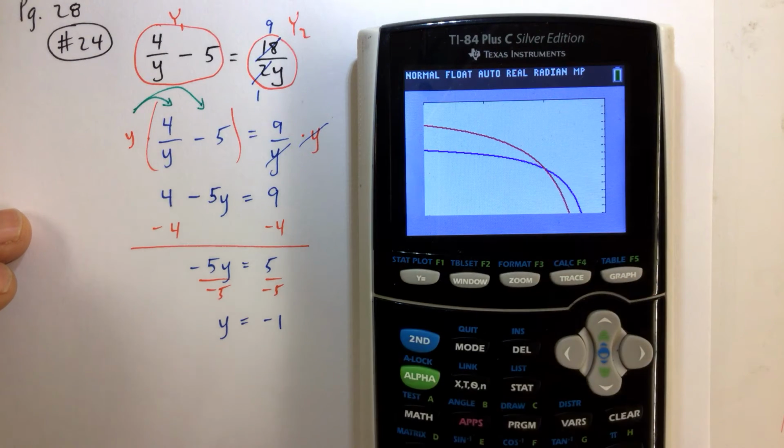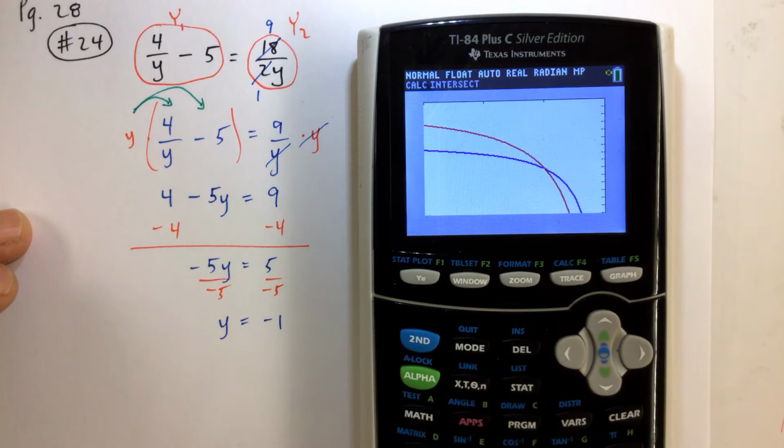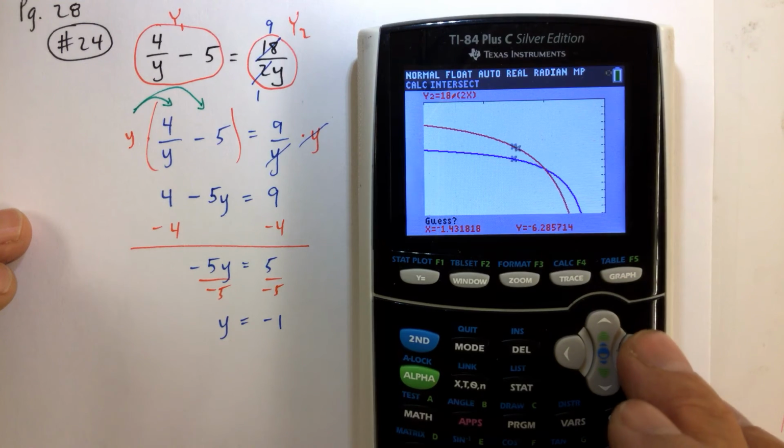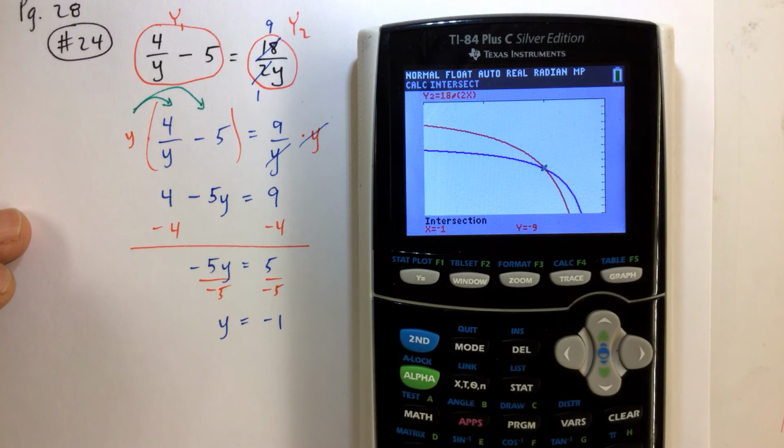And we just want to calculate the intersection point. So second, calculate, intersect. The first curve is the blue one, the second curve is the red one. As soon as we mark the blue one by hitting enter, the cursor is now on the red graph, and we hit enter to mark that. Then we just move the cursor over to the point of intersection near it, and we hit enter, and we see that when x is equal to negative 1, the two graphs cross. So therefore, the solution is negative 1. x equals negative 1. That's it.